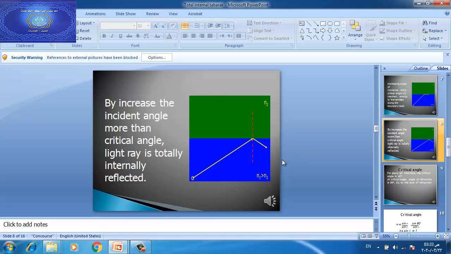So if I ask you, how can we reach total internal reflection? We have two ways. First, when the first medium is more dense than the second medium. Second, when the incident angle becomes more than the critical angle, total internal reflection will occur. It is very important. Total internal reflection occurs because of two reasons. First, when we use two mediums, the first medium more dense than the second medium. Second, when the incident angle becomes more than the critical angle. Okay, understood?